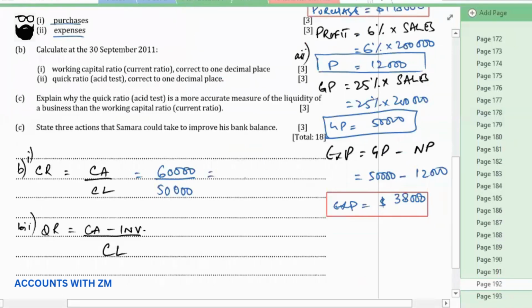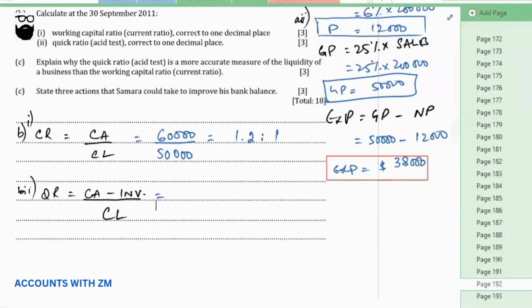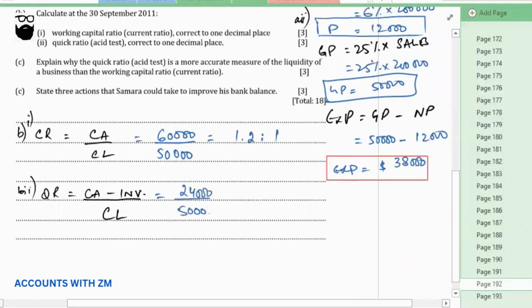Calculate in ratio: 60,000 divided by 50,000, 1.2:1. Whereas for quick ratio, you do not need to take inventory, only 24,000 divided by 50,000, which is 0.48:1. So you all are supposed to do it. Do it quickly.